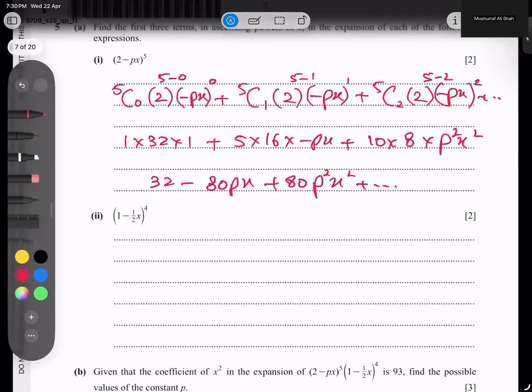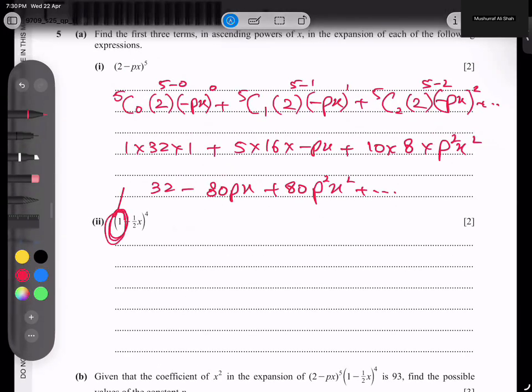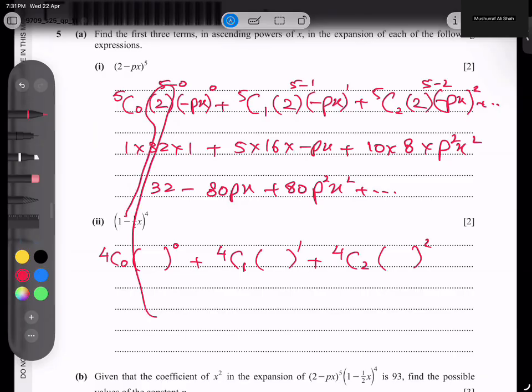Same way he's asking the first terms of this one. But interesting part, students, when we have 1 involved, 1, 1, 1, we will not waste our time writing this one. For example, look, I'm showing you 4c0, negative 4c0, this 0, 4c1, here 1, 4c2, here 2. You may ask, why not written, sir? Because 1 to any power is 1. 1 to power 0 is 1, 1 to power 2 is 1. That is why I'm not wasting my time writing 1.